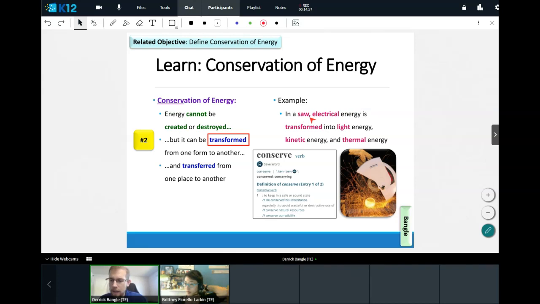With the saw, it's mainly using electricity to do work, but most of that work is not going into cutting whatever it's cutting. Some energy is being wasted in the form of light from those sparks that you see. The kinetic energy is what's actually cutting the pipe or whatever it is, and then the thermal energy is being given off because the metal or the material is heating up as the saw cuts. All right. Yeah, it is transformed and it is transferred.